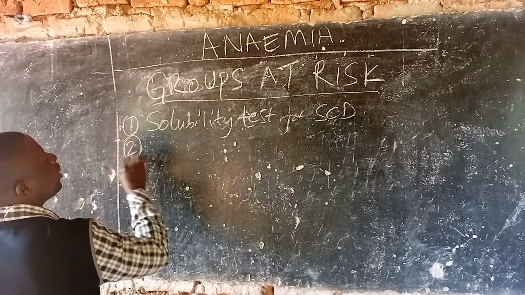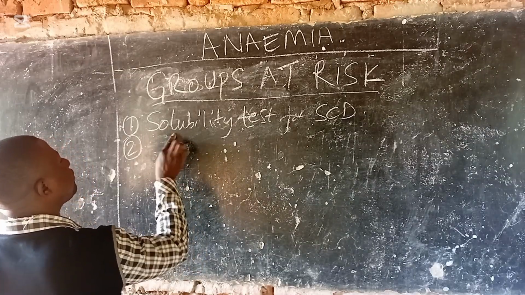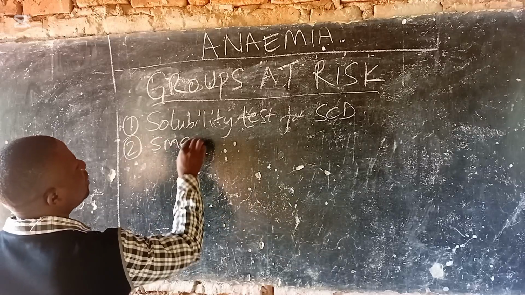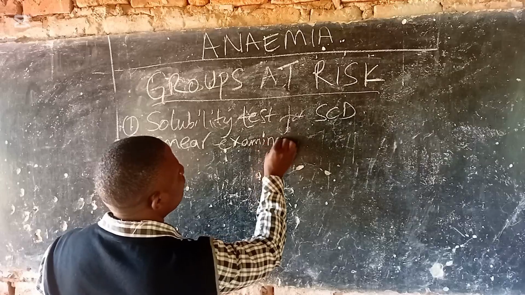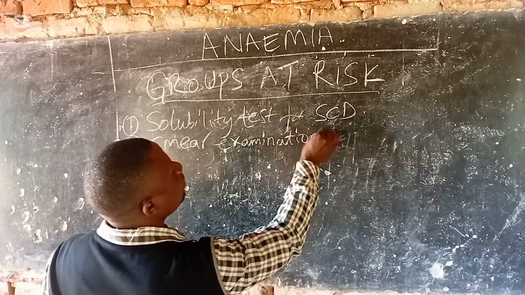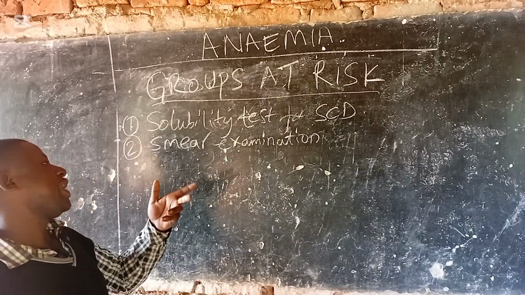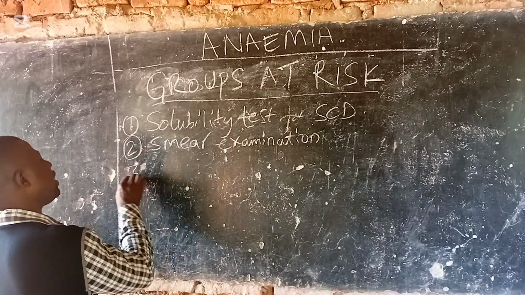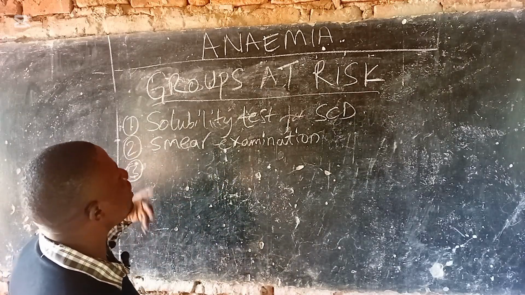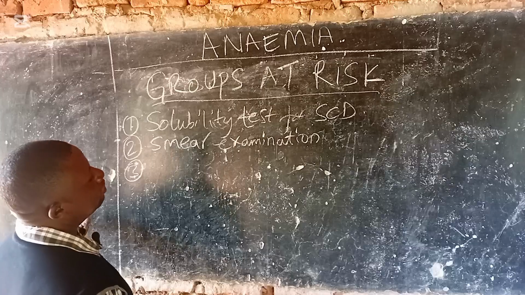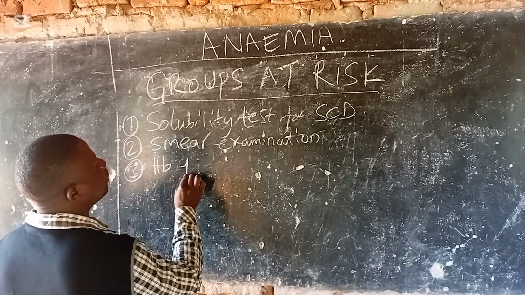Then we look at the slide. We make a smear examination. So you get a slide and make a smear, stain with Romanowsky staining, then examine that slide. Then another thing, you can see whether the person is anemic by doing HB quantification.